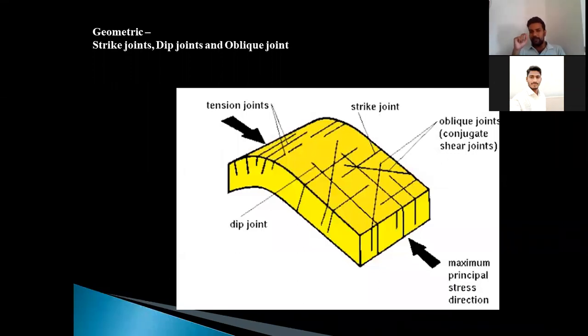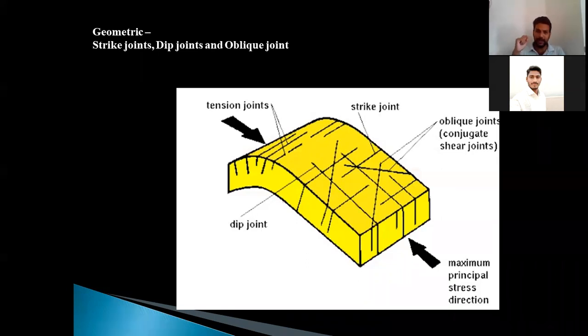As I said, geometric joints are classified on the basis of their relationship with the bed present in the periphery. You can see here there are three specific joints, that is dip joint, strike joint, and oblique joint. Let us see what the strike joint is. We have studied the strike of the bed.